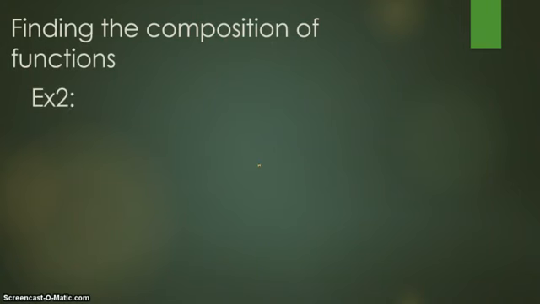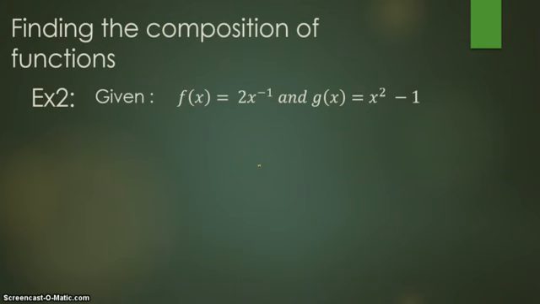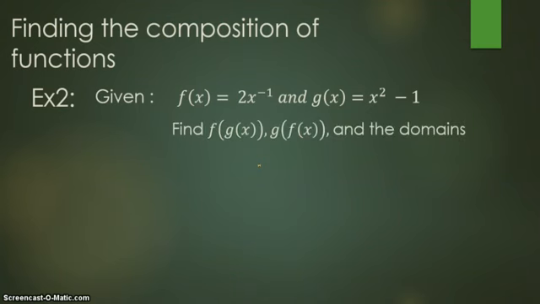For example 2, given these two functions, f of x equals 2x to the negative 1 and g of x equals x squared minus 1, we want to find f of g of x and g of f of x. So let's look at this. f of g of x is equal to f of x squared minus 1. This used to simply say f of x. What if I said x was 2? You'd plug in 2 for this function right here. That'd be 2 times 2 to the negative 1, or 2 over 2, or 1. That's what we'd done before. But now we're evaluating the entire thing.